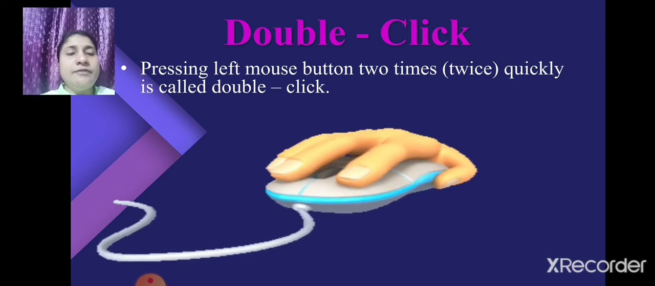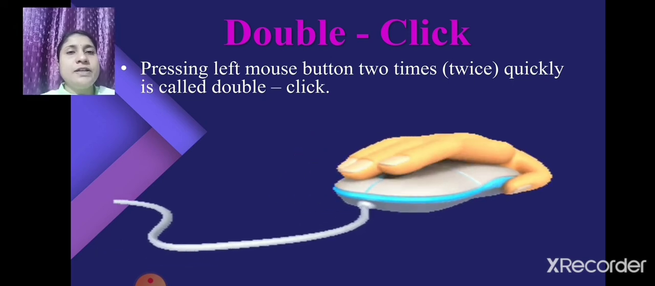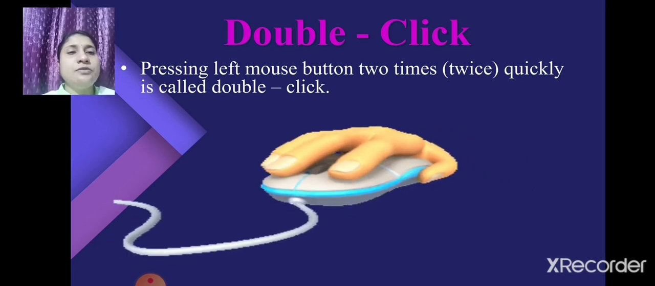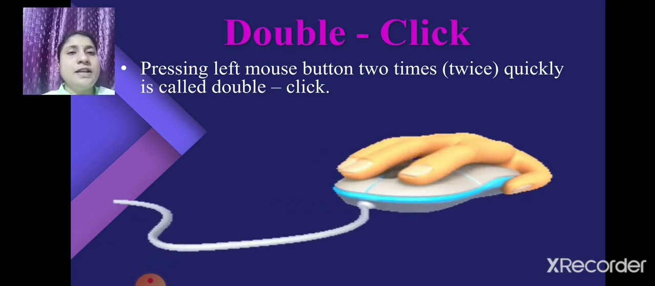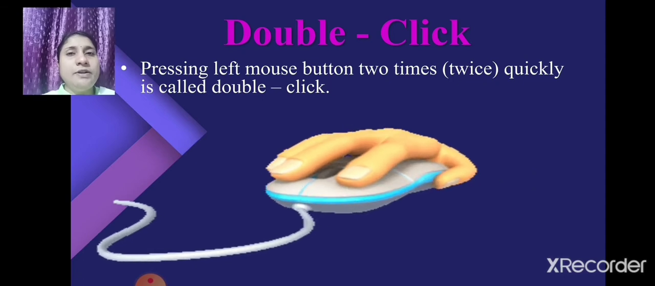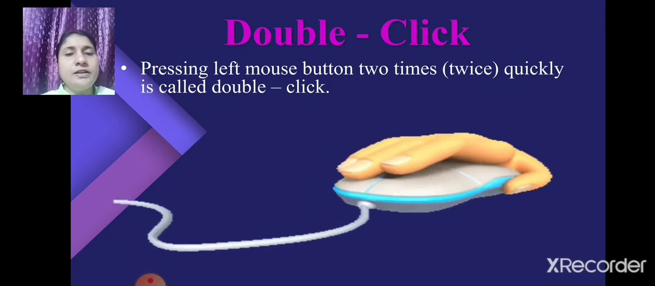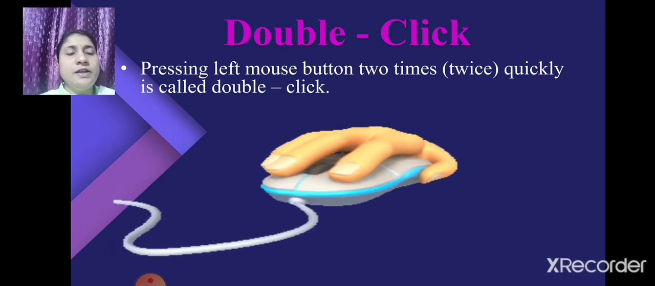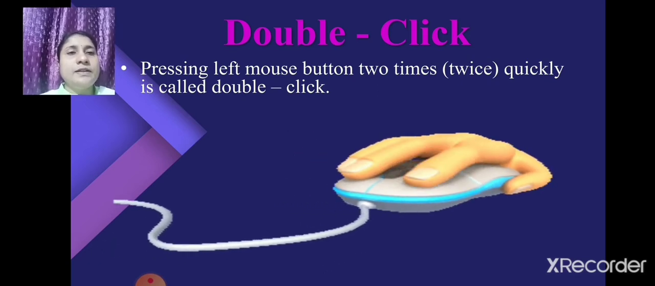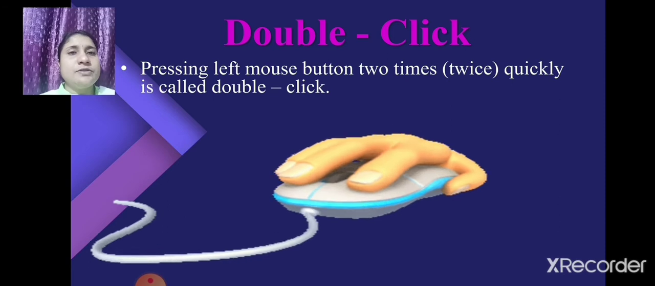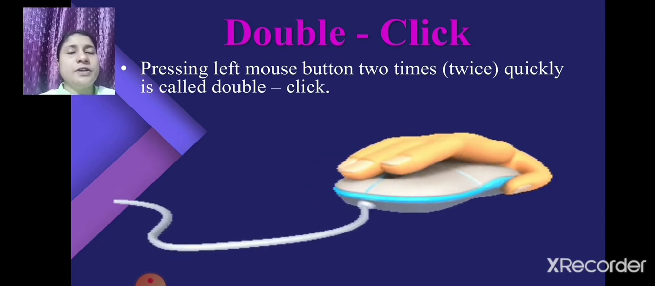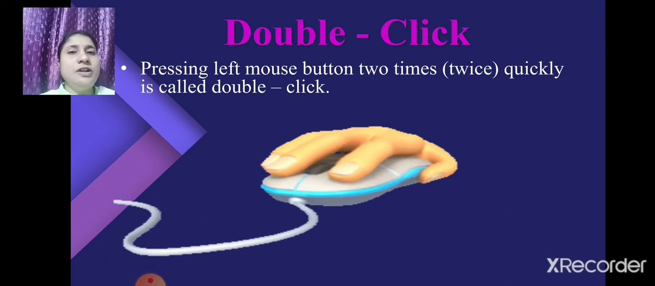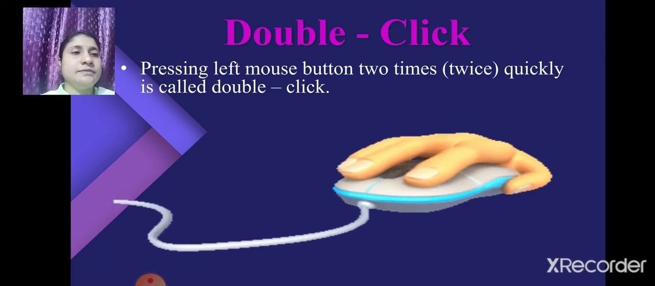So pressing the left mouse button 2 times quickly is called double clicking, as it is shown in the picture. See how the index finger is pressing the left mouse button quickly. It will not take any pause or any time between two clicks. It will quickly press the left mouse button 2 times, so it is called a double click.